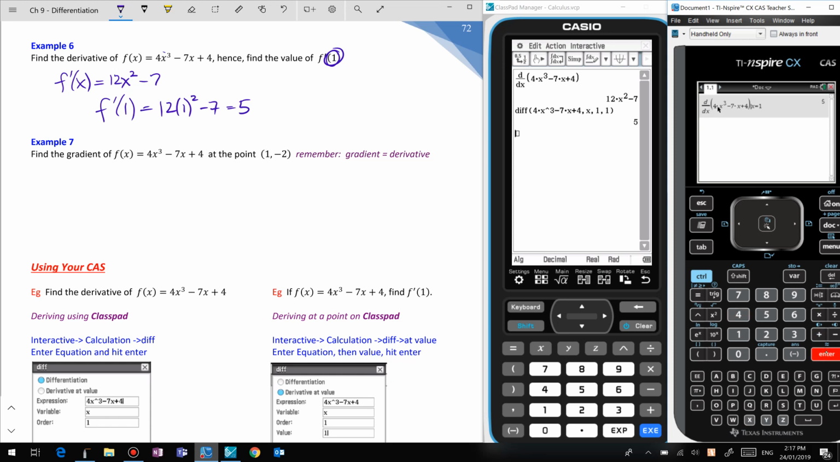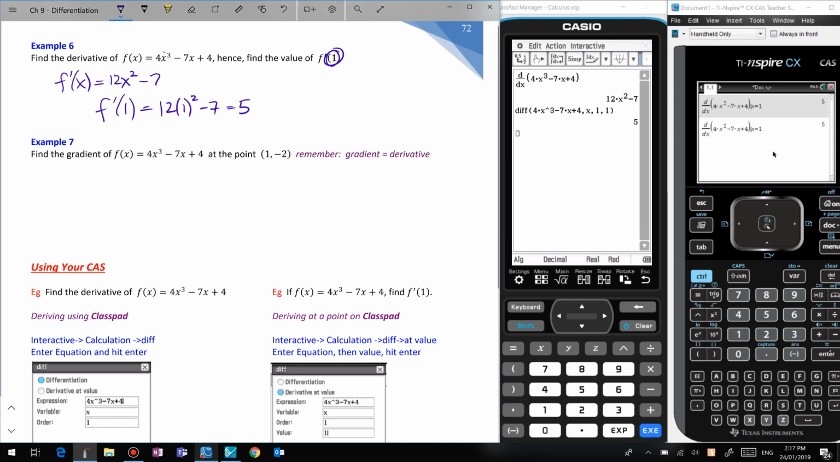If you wanted to do it without using that, you can push shift, I think it is, and minus, gives you ddx, and then we just put in our function, so 4x cubed minus 7x plus 4, and then on the outside we say given, so shift equals, or control equals, given x equals 1, enter, we get the same thing. Okay, so that's using the CAS.